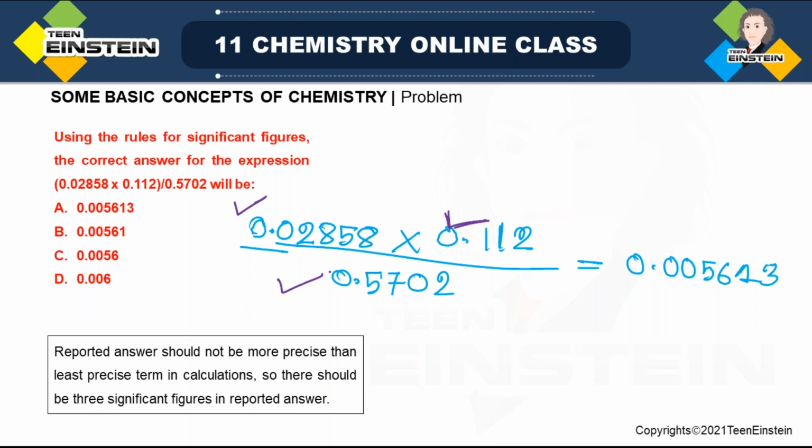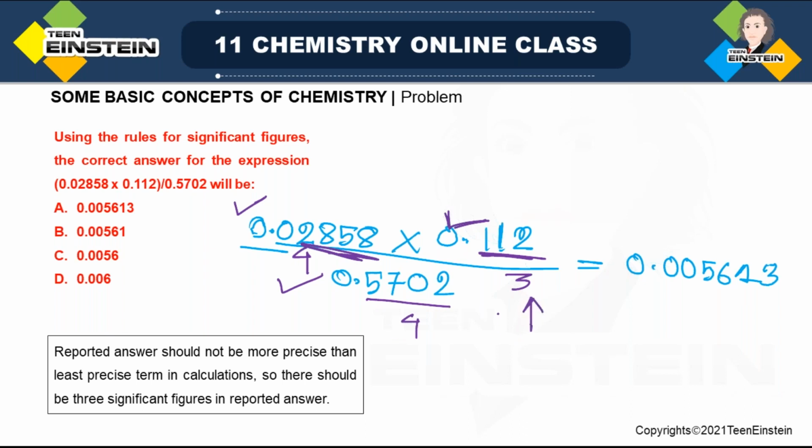Now in the calculation, you have a total of 3 terms. Among these 3, you have to find which one is least precise. If you look at the first term, that is 0.02858, in this case you have 4 significant figures. Come to the second term, you have 3 significant figures. It is 3, it is 4, and this one is also 4. So which one is least precise? This one is least precise.